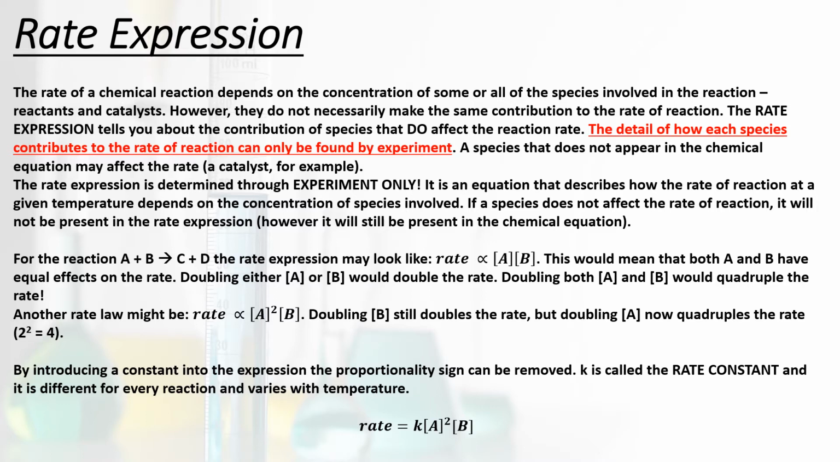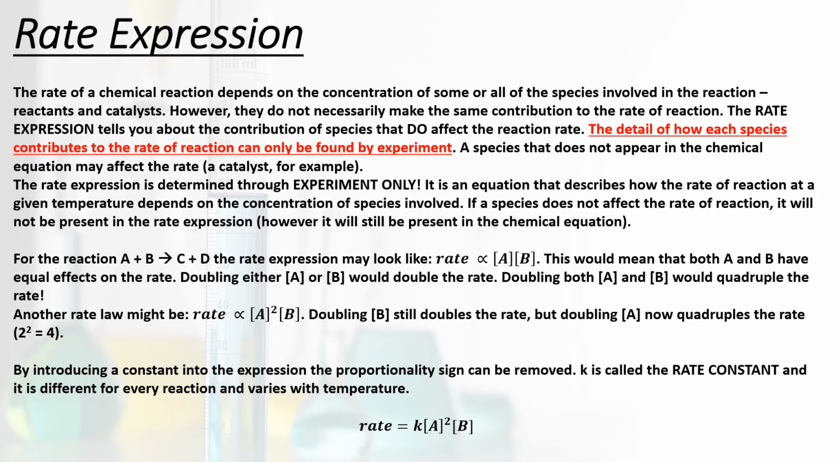Another rate law might be that the rate is proportional to the concentration of A squared, times the concentration of B. What this means is that if I double B, the same thing happens as before. That would double the rate. But if I now double A, this quadruples the rate. The way that I think about this, if I'm doubling A, I can imagine that inside the A brackets I have times 2. 2 squared is 4. And so actually we quadruple the rate. So we have to be careful with what the concentrations are raised to in terms of the power.